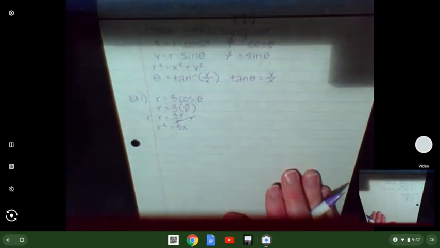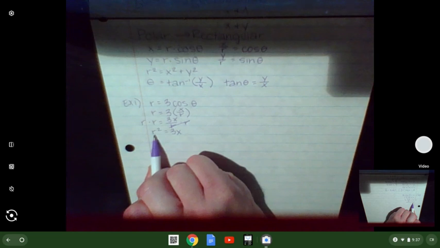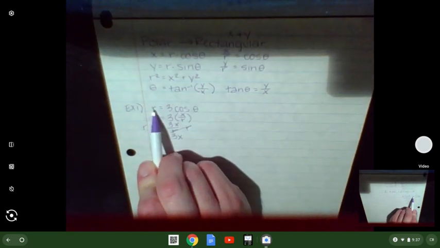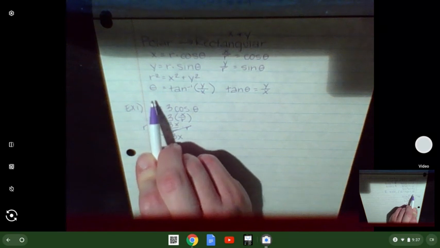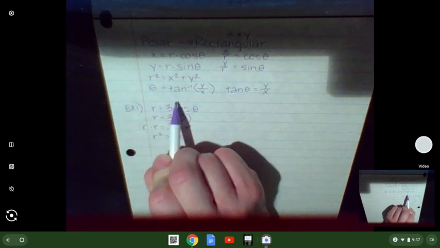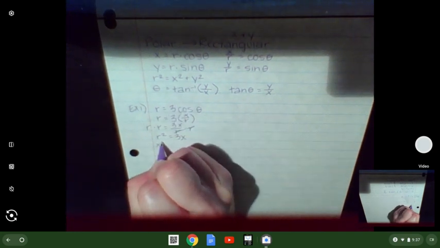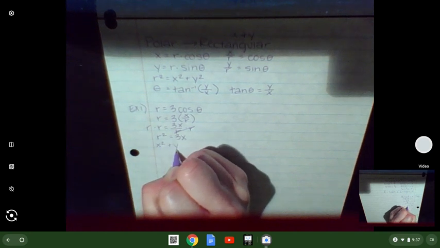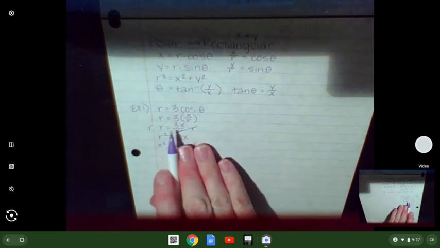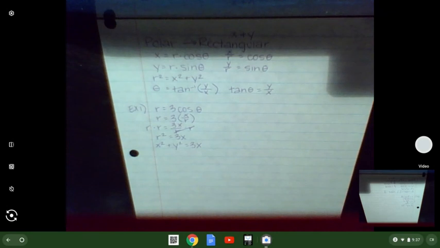We have R squared, and we have a substitution for R squared right here. Back at the beginning, we didn't have a substitution for R by itself, but we do have a substitution for R squared. R squared is the same as x squared plus y squared. So I'm going to take out that R squared. X squared plus y squared is equal to 3x. Now, at this point, we don't have any more thetas, so we don't have any more r's. Technically, this is a rectangular equation.